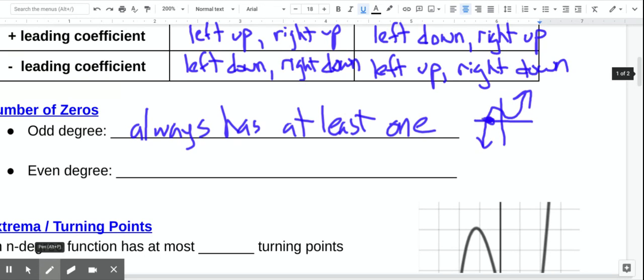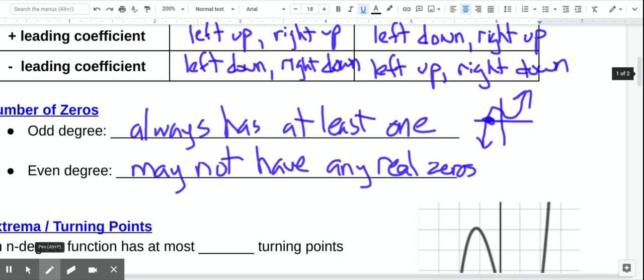An even degree function may not have any real zeros. Okay, and we can think about that super easily. Just think about a parabola that's up here or something. So since the end behavior of even functions is the same, it's either up, up, or down, down, it might happen that it doesn't cross at all.